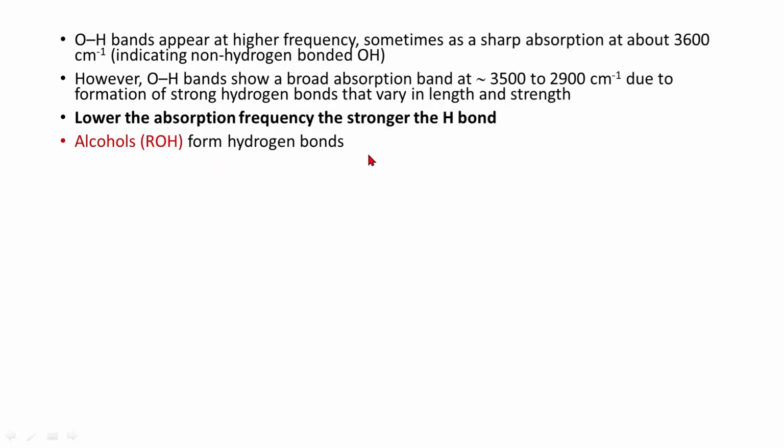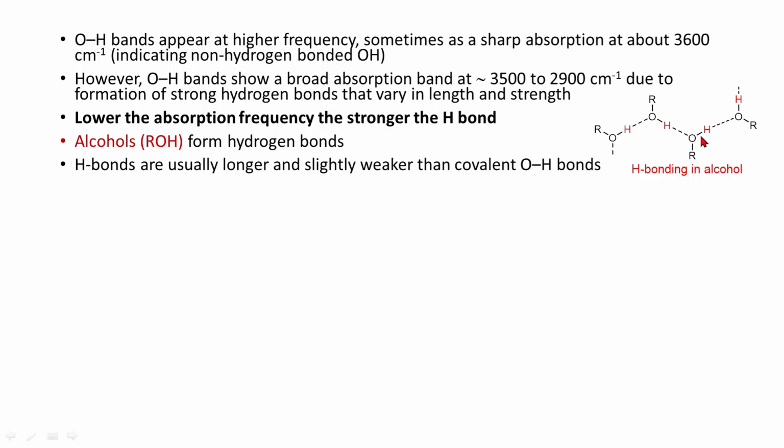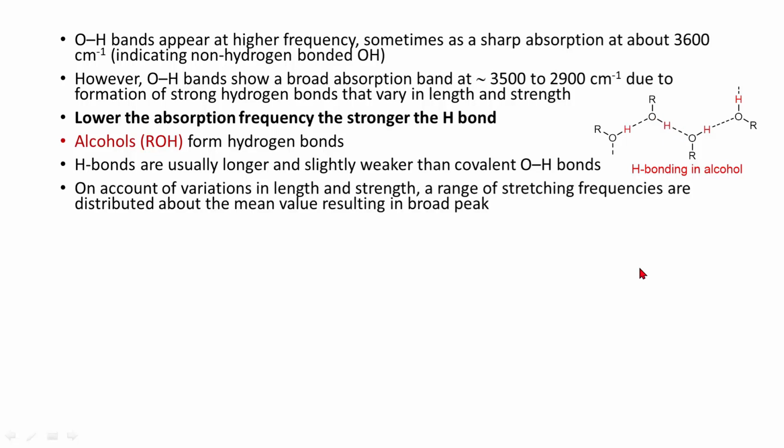Alcohols form hydrogen bonds. Here one can see this is the hydrogen bond in case of alcohols. H bonds are usually longer and slightly weaker than covalent bonds. On account of variations in length and strength, a range of stretching frequencies are distributed about the mean value, resulting in a broad peak. Hydrogen bonding gives rise to a broad peak.